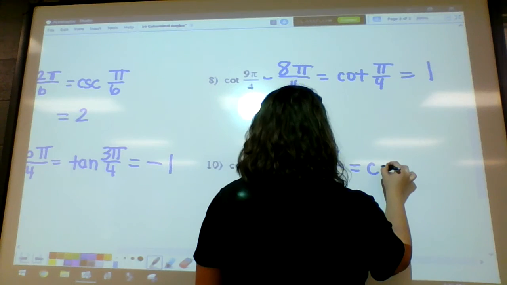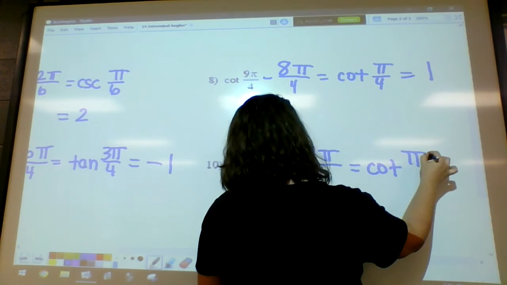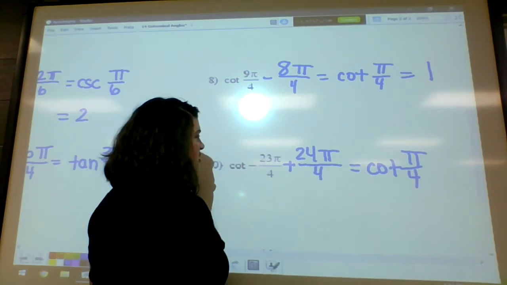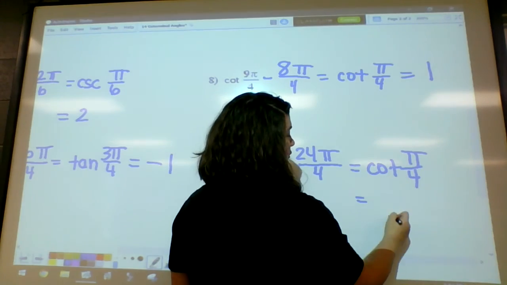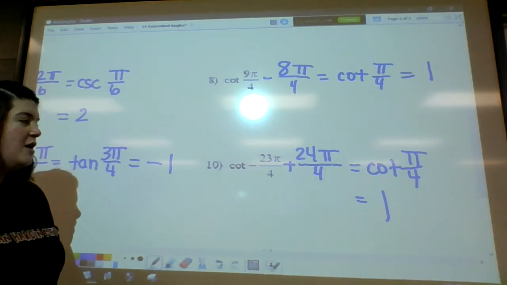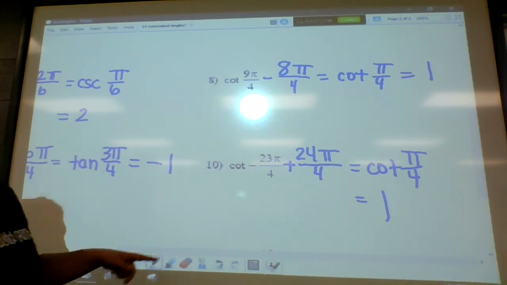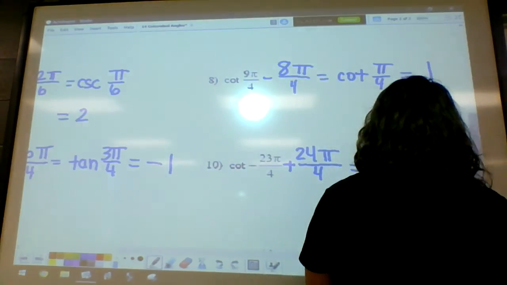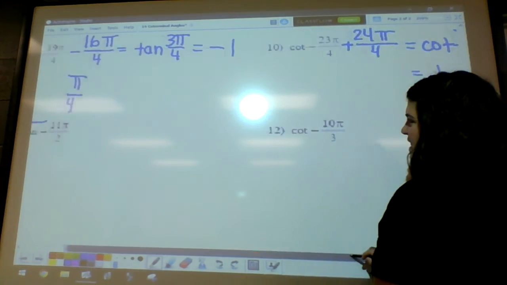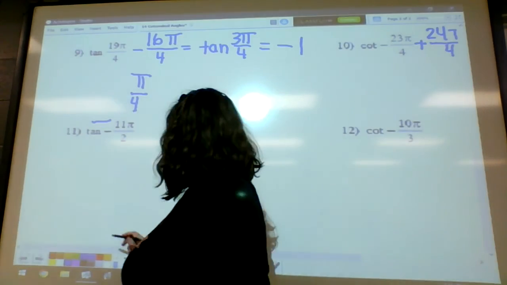So this will be cotangent of just pi over 4, right? So no reference or nothing. And cotangent of pi over 4 is equal to 1. Sorry, those were all kind of boring and the same. All right, I'm going to let you do these last two on your own. See how they go, and then we'll check them.